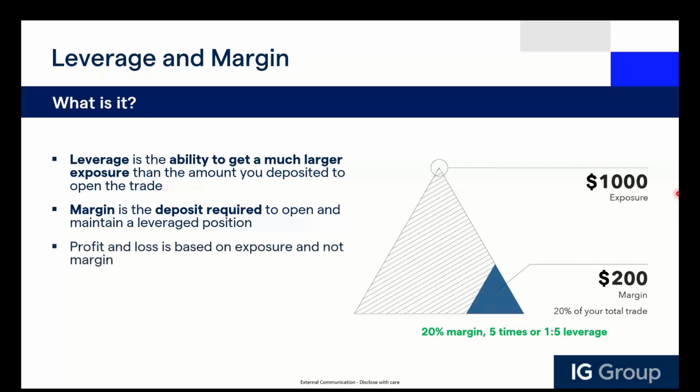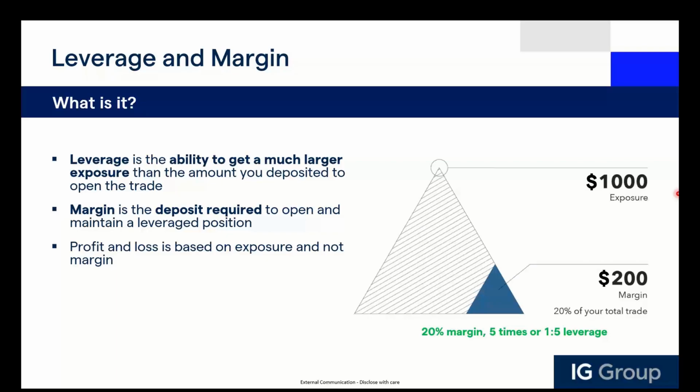And just to highlight, the profit and loss is always based on your exposure and not your margin. So although you deposit only, let's say, $200 to enter this trade, if there is a 10% movement in the underlying product that you are trading, so let's say your exposure is $1,000, a 10% upside movement will be $100 profit. A 10% downside movement for you will be $100 loss.